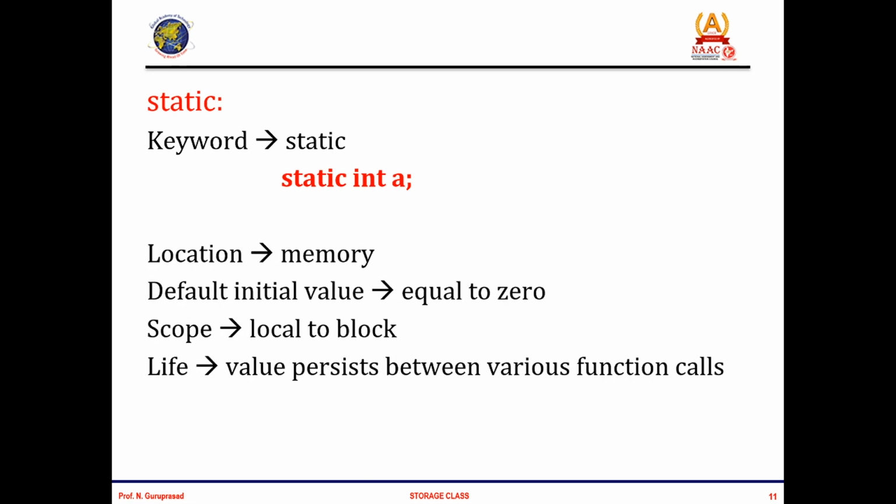Now, the location is memory, but there's a slight change. The default initial value is equal to 0. The scope is local to the block, and look carefully with respect to the value. Sorry, the life. It says the value persists between various function calls, and this is very important. So the default initial value of static is equal to 0.